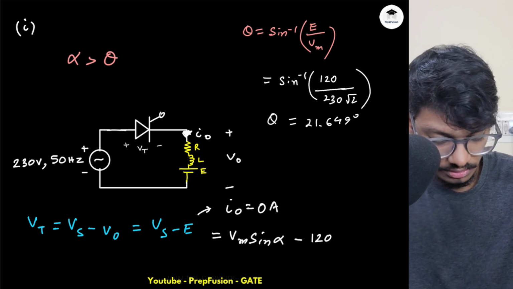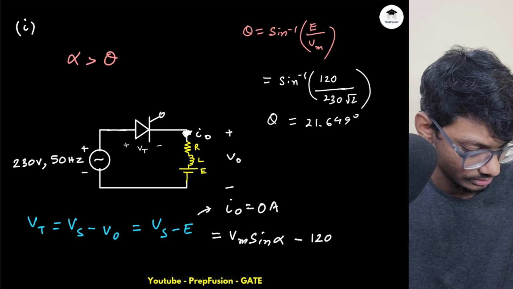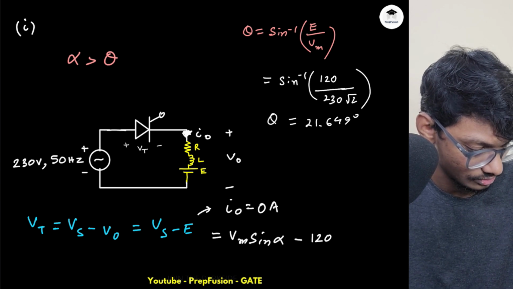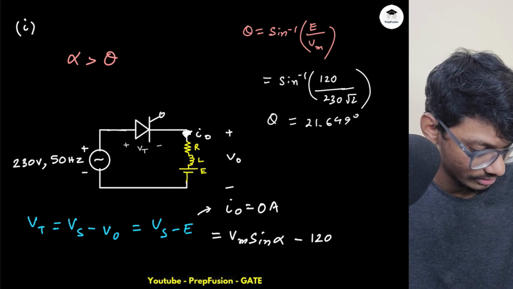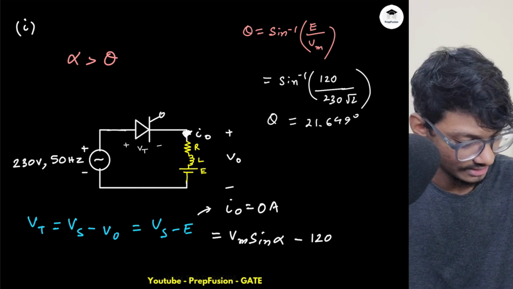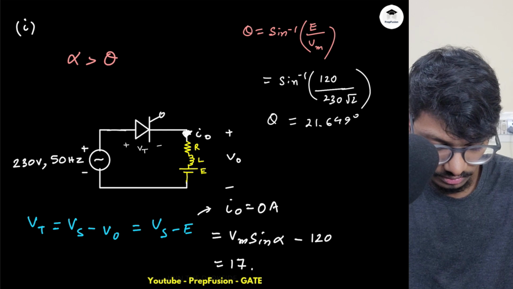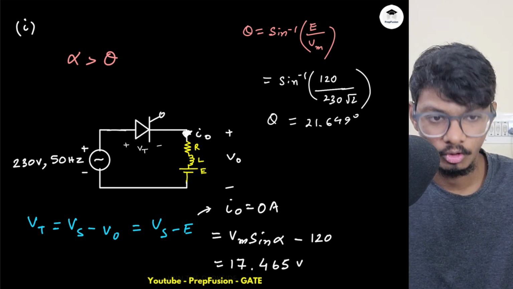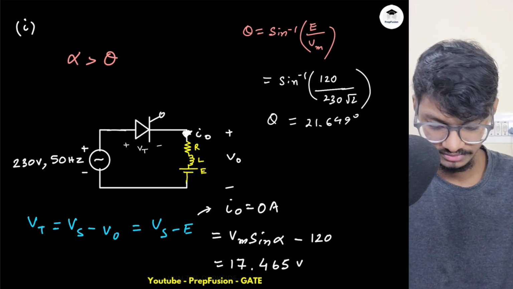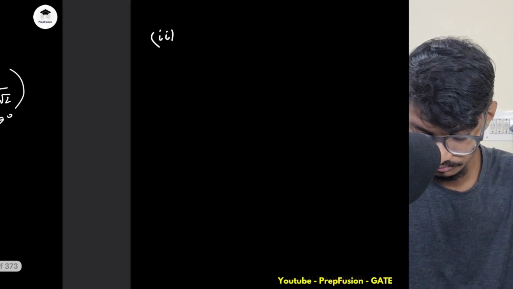Okay, so basically 230 times root 2 times sine of alpha, which is 25, subtracted by 120. So it must be some positive angle, and exactly that is what we get: 17.465 volts, which should be right. It is in forward blocking mode, so it should be positive, right? So this was the first part, and the second part is what?